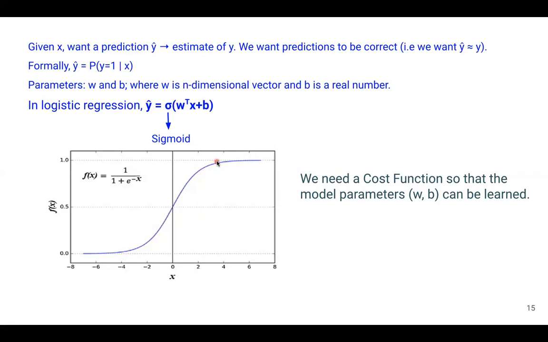But y has two values, 0 and 1. That is what I'm saying, right? y hat will be any value between 0 and 1. And then you can say that when y hat is above 0.5, it is as if it is predicting y equal to 1, and when it is less than 0.5, as if it is predicting that y is 0. So this is like a probability.